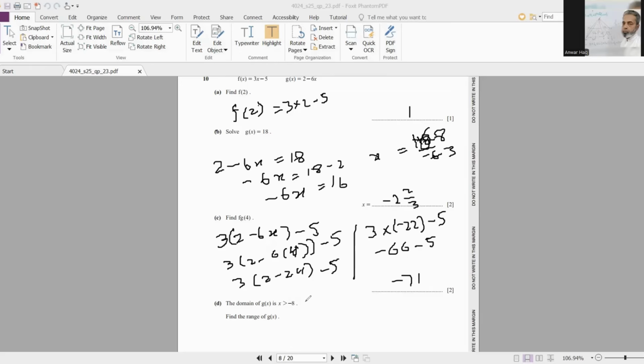Now the domain of g(x) is x greater than minus 8. So in place of x in g(x), you will put minus 8. So g(minus 8) equals 2 minus 6 into minus 8. So this is 2 plus 48, which equals 50. So the range will be g(x) less than 50. That's it for this question.